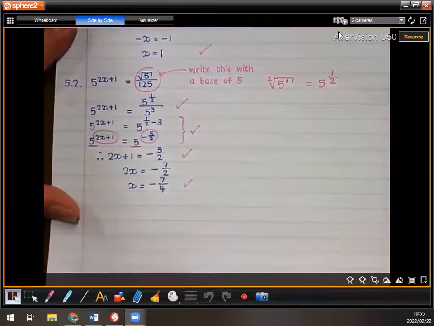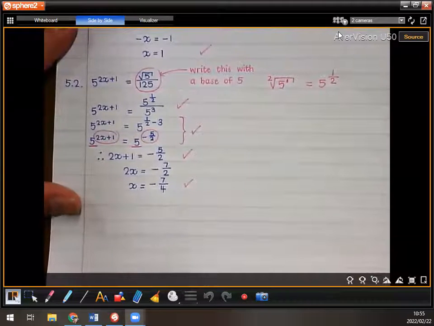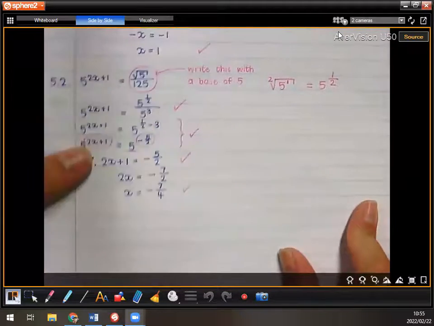Okay, any questions, guys? All right, we have one more type of exponential equation to do today. That will be in your test. And then we're done with all the content for the test.